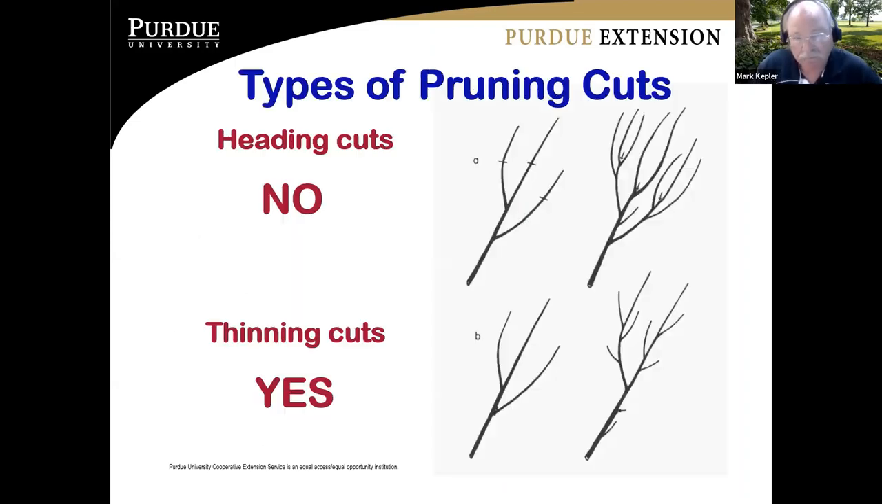That's an ideal shape for a tree. When I do pruning cuts, I never like to cut branches off in the middle of them. I always cut branches down at the ends of them.